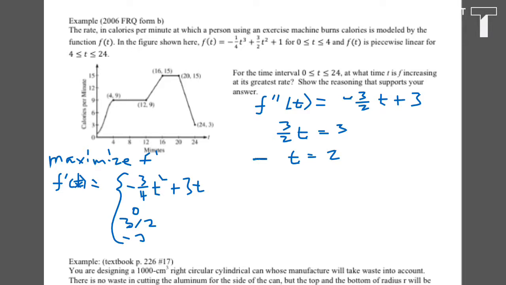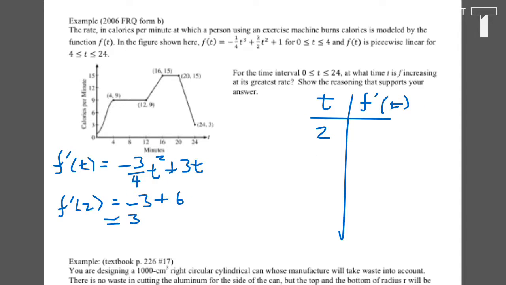I know I have a critical point at time equals 2, and I'm going to set up my table of values. All right, so I have one critical value, and that's when t equals 2. So I'm going to figure out what f prime of 2 is. I figured out over here that's 3.